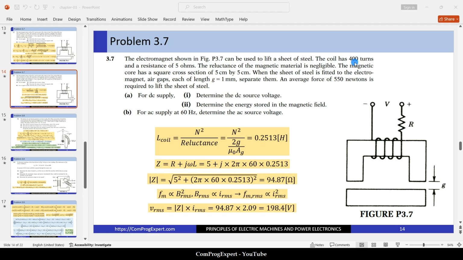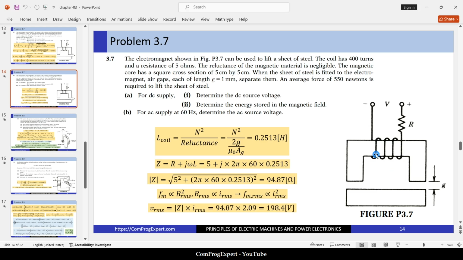The coil has 400 turns and a resistance of 5 ohms. The number of turns and the resistance of this coil are given. The reluctance of the magnetic material is negligible. Okay, we can consider the iron parts ideal. We don't have any magnetomotive force drop in iron parts. The magnetic core has a square cross section of 5 times 5 centimeters.